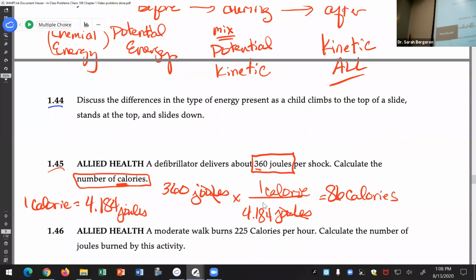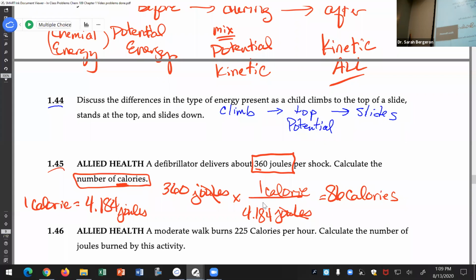Discuss the differences in the type of energy present as a child climbs to the top of the slide. They're going to be climbing, stands at the top, and then slides down. What's the kiddo doing while climbing? Kind of tricky. I'm not saying he's at the top. Tell me about the top. What kind of energy do we have there? Potential, right? Absolutely. We have lots of potential energy.